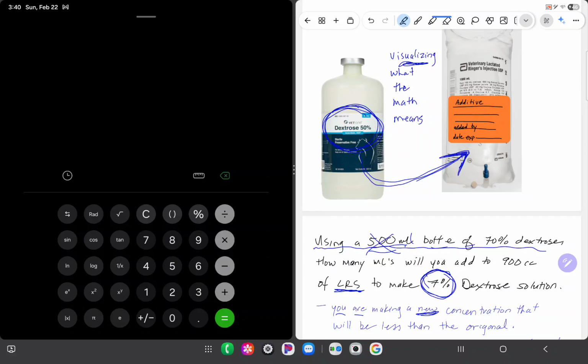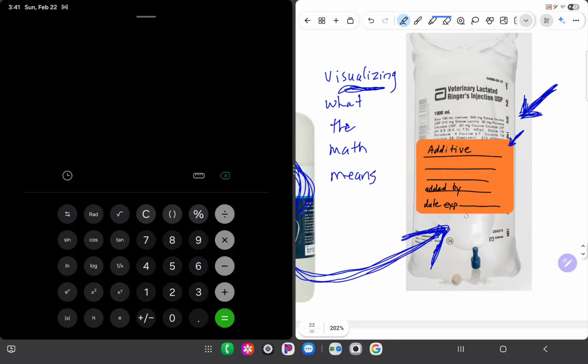Now, how many mils will you add to 900 cc's of LRS? So there's another trigger. I have 900 cc's of something that I care about: 900 cc's of LRS. So this is my LRS bag. And why I put this additive sticker here is another visual for you. When we start putting a heavy concentrate of something into a diluent in a hospital, we must label that. Now this bag of LRS has something in it.